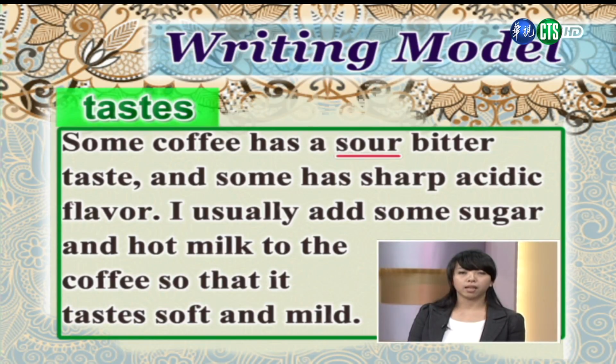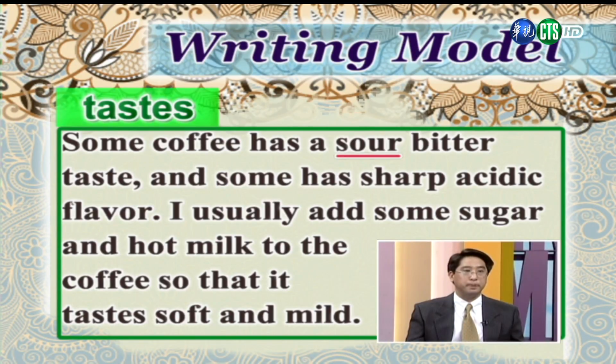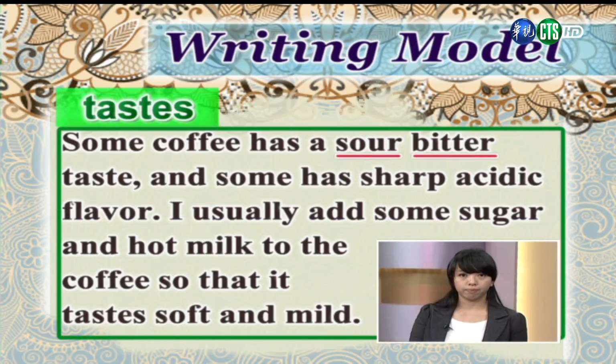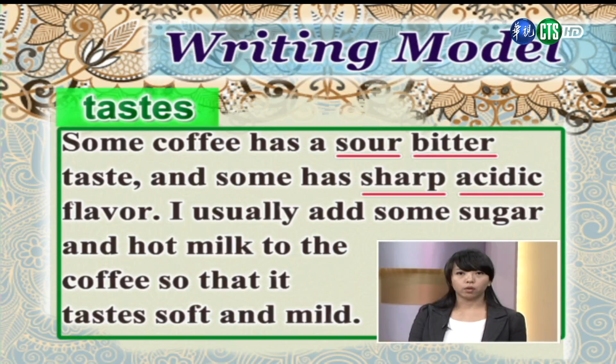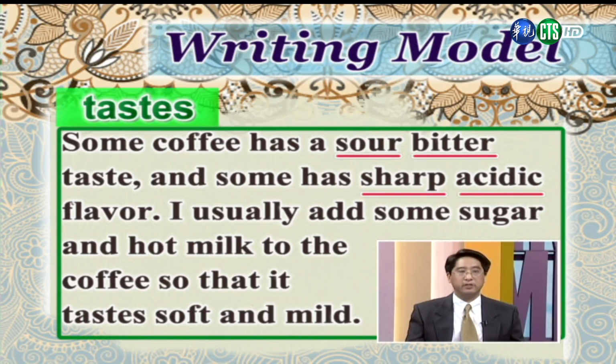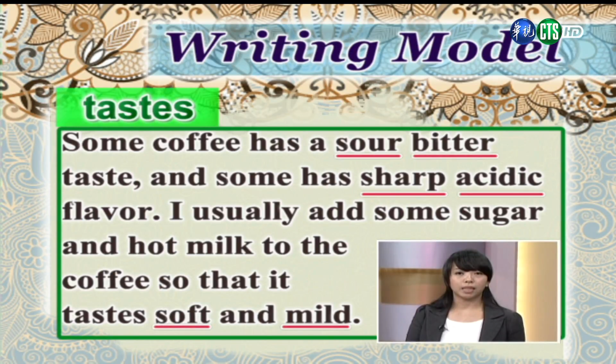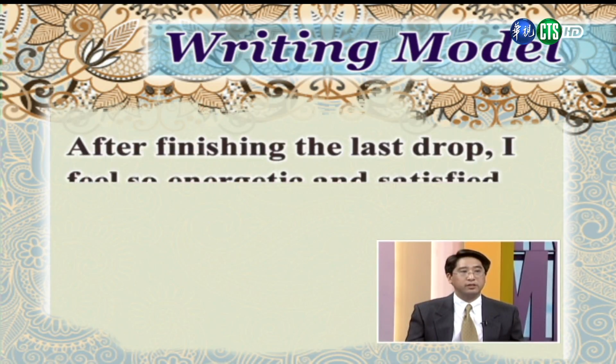Another word is bitter. We also have sharp and acidic. All right, and then we can talk about adding sugar and milk, and then the coffee can taste soft and mild.